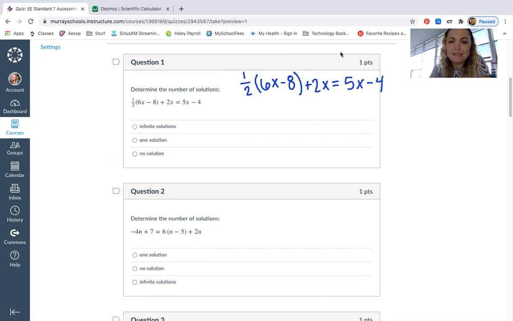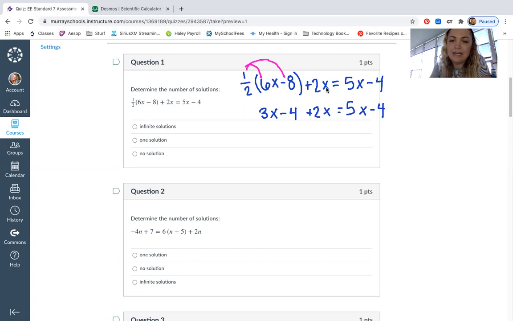All right, now I'm going to simplify this a little bit. I'm going to start by distributing the 1/2 to everything in the parentheses. And when I do that, I get 1/2 times 6 is 3x. 1/2 of negative 8 is negative 4. And I'm adding 2x, and that still equals 5x - 4.